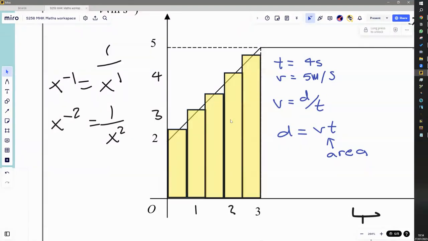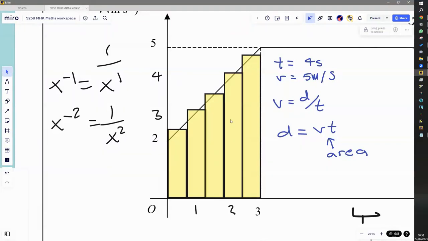Well, if that was the case, then for each one of these rectangles, we can treat it the same as the large rectangle. The height of this rectangle would be the velocity for this period of time, the height of this rectangle would be the velocity for this period of time, and so on for each rectangle. The width of the rectangle would be the time. And so once again, the area of each rectangle would give you the distance traveled during that period of time.